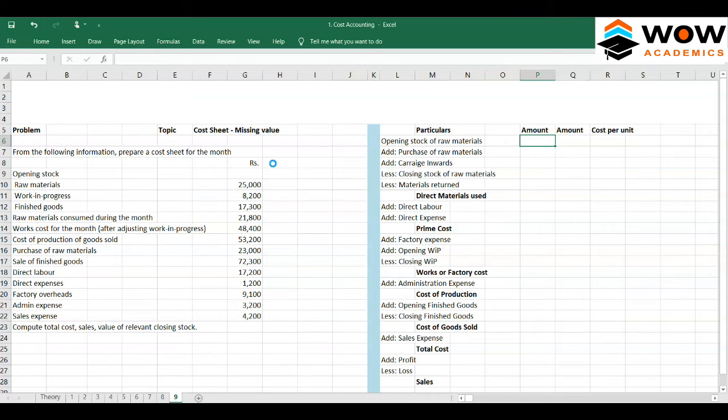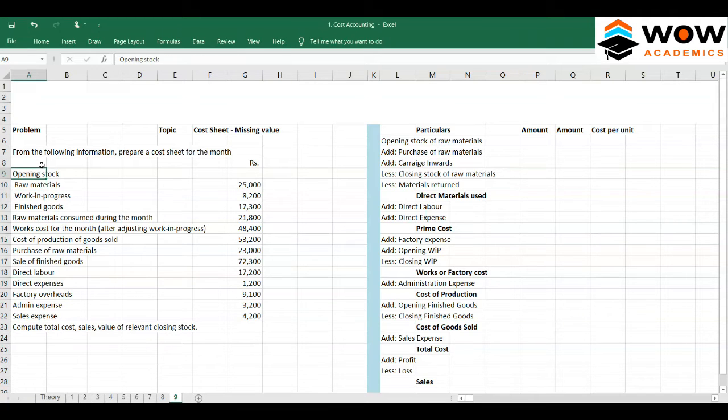So this is a lengthier sum here, okay, and there are some values missing and we have to find out those values. The question has not told which numbers are missing or anything, but we have to find it out. What they want us to find out is to compute total cost, sales, and the value of relevant closing stocks. All the relevant closing stock values we have to find.